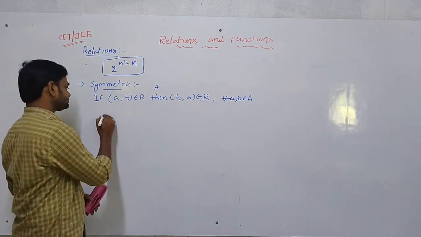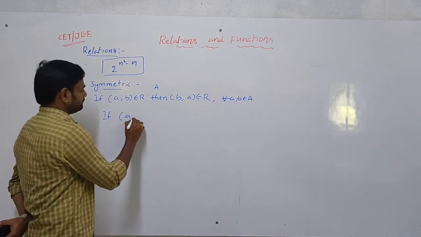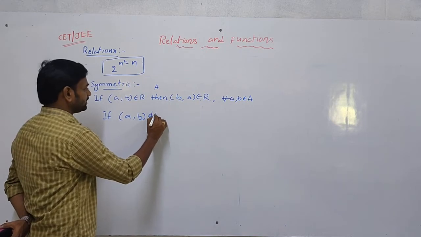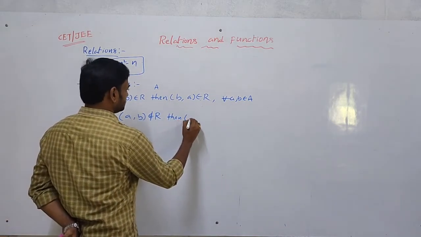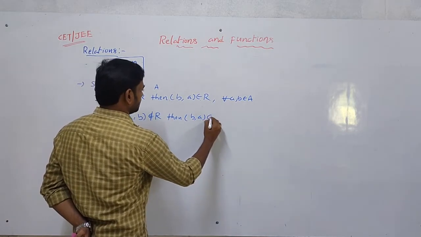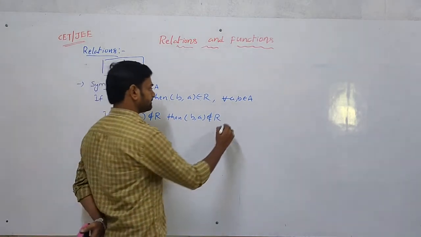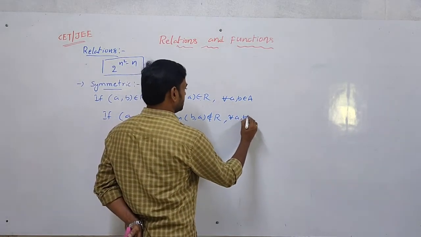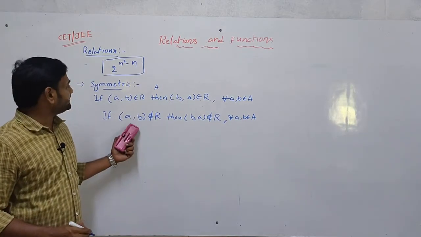Suppose here, one more is also there. If (a, b) does not belong to R, then (b, a) also does not belong to R, for all (a, b) belonging to A. In this case also it is symmetric.